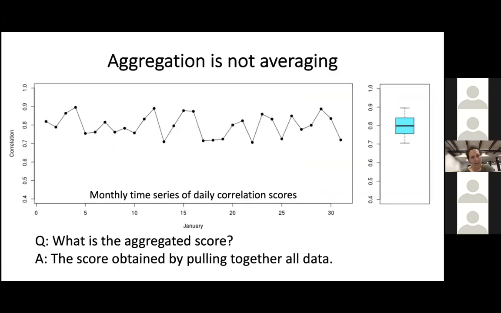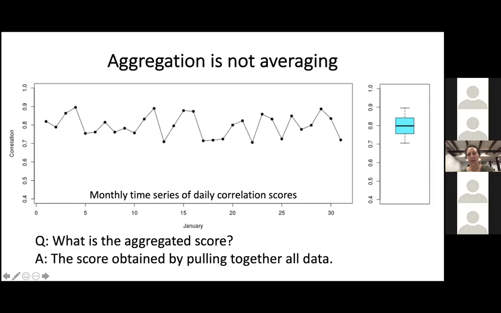Aggregation. What is aggregation? Suppose you have here a monthly time series of daily correlation scores, and each of these points has been calculated over a region for a bunch of stations. Now I want the monthly aggregated scores. The monthly aggregated score is not the average of these correlations.